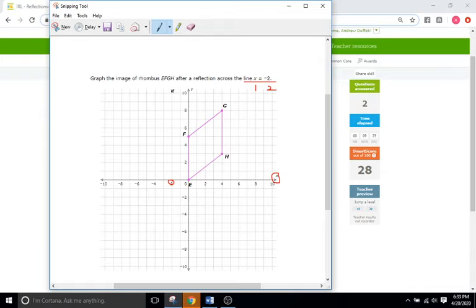So that means this entire line right here, straight as possible, is going to be our line of reflection. Again, the line x equals -2. That just means our line of reflection is going to be where -2 lies on the x-axis. That's all. Okay, so we have -2.